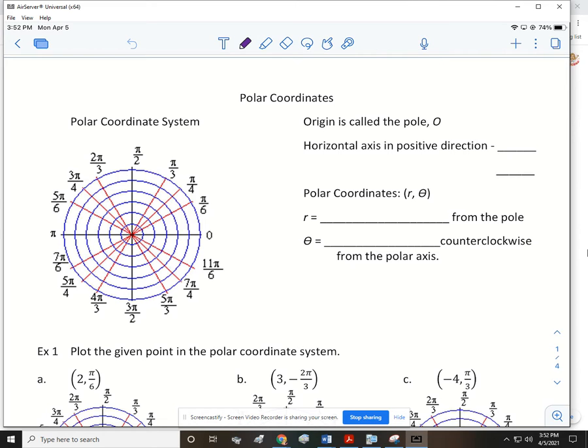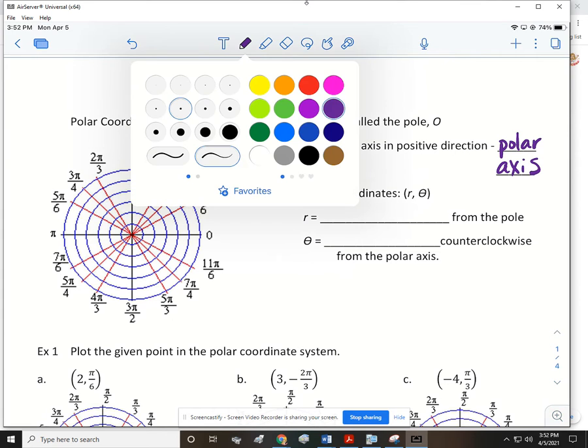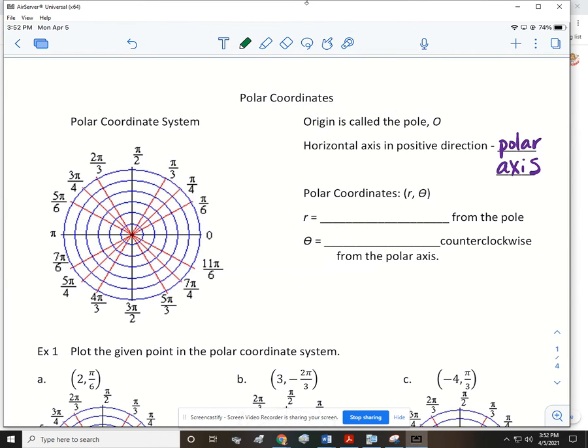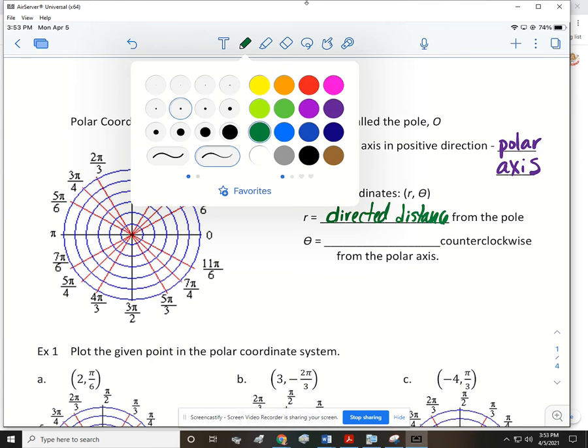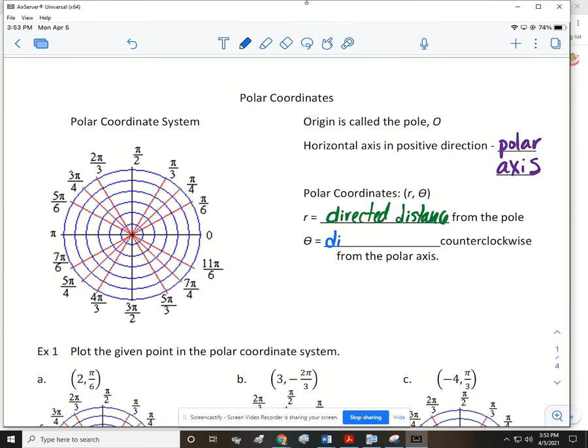All right, so the origin in the polar coordinate system is called the pole. And the horizontal axis in the positive direction is called the polar axis. And polar coordinates are made up of r and theta. So instead of x and y, you have r and theta. And r is the directed distance. So this is like if someone tells you how far you have to go. And theta is the directed angle, so it tells you the angle to take.